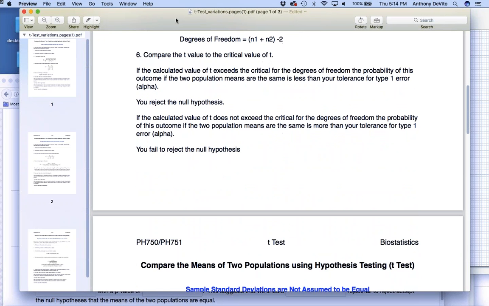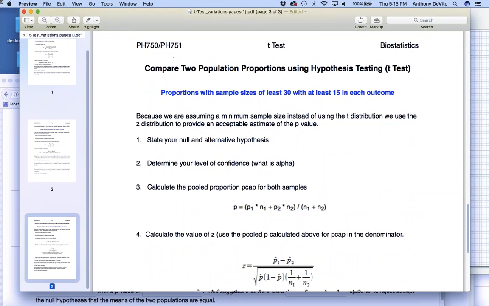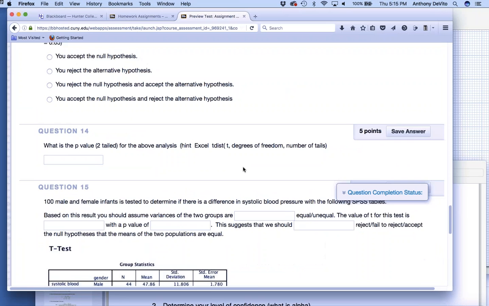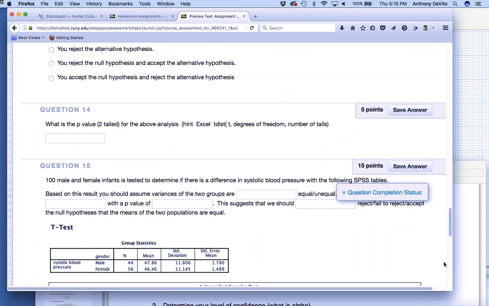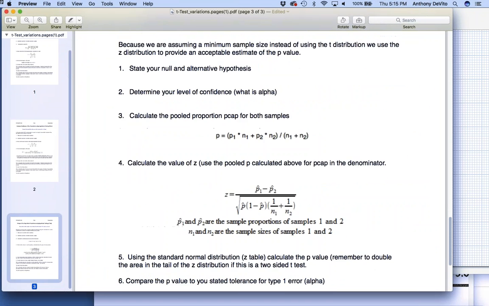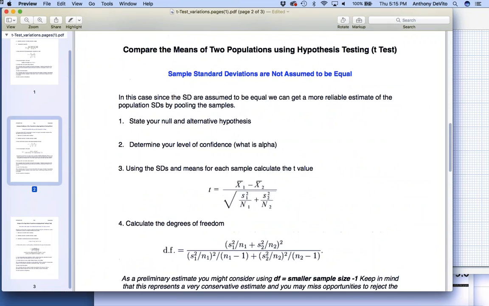So now, what's the next thing that might happen? Well, the next thing that might happen is you might get a situation like this, where the standard deviations are not equal to one another. Like, for instance, let's say we had the same problem, exactly the same problem.